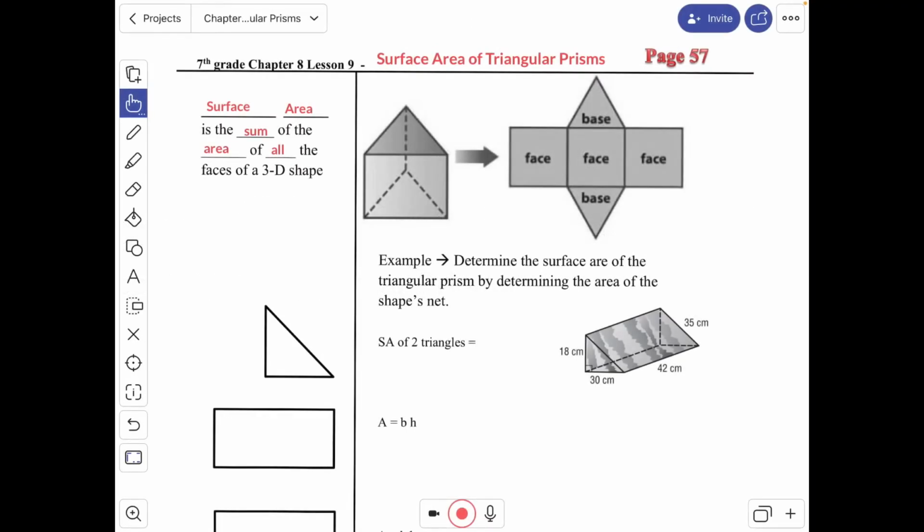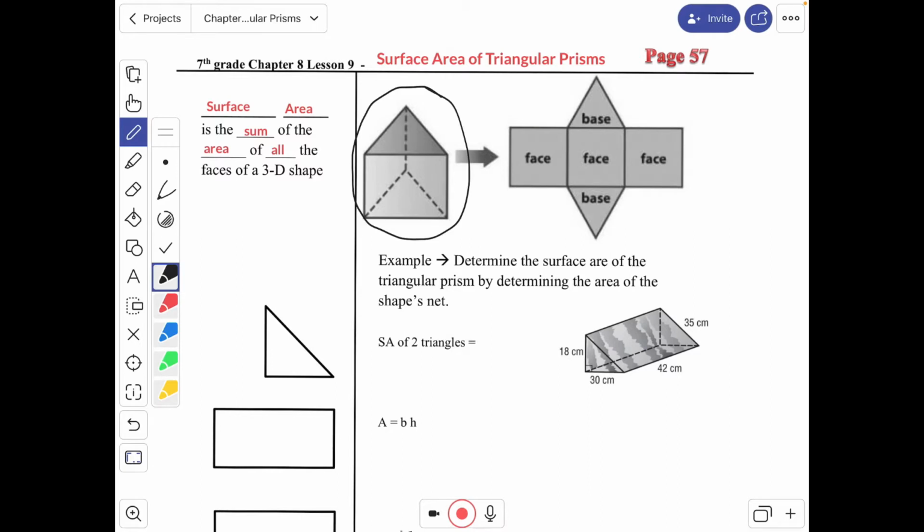So today we're discussing Chapter 8, Lesson 9, Surface Area of Triangular Prisms. And this is on textbook page 673. Again, surface area is the sum of the area of all the faces of a 3D shape. Similar to what we did yesterday, except today's 3D shape is going to be a triangular prism.